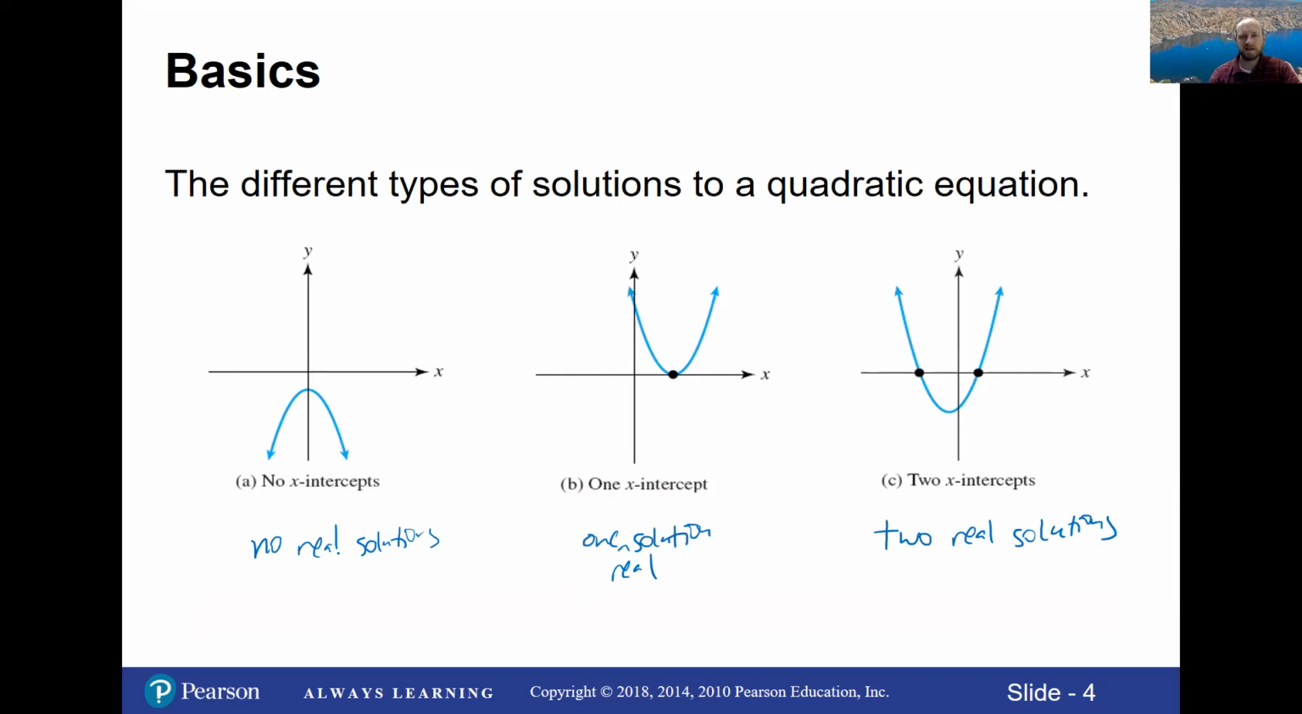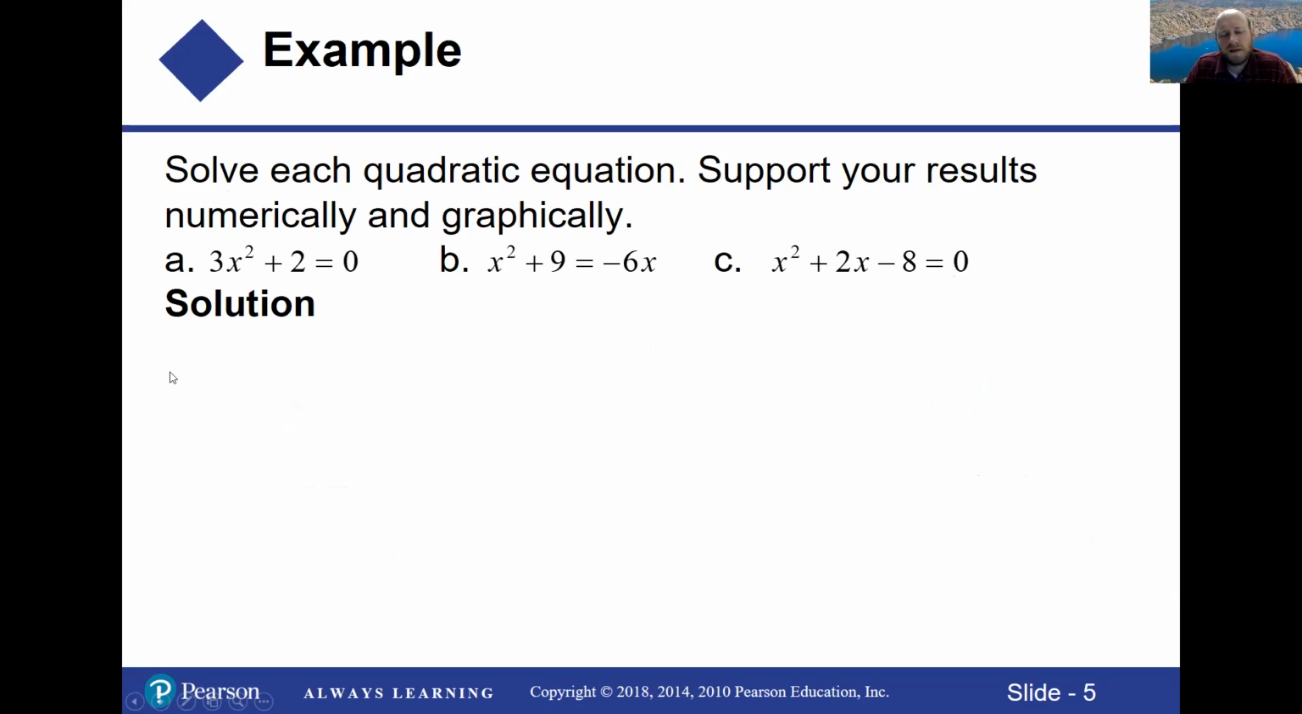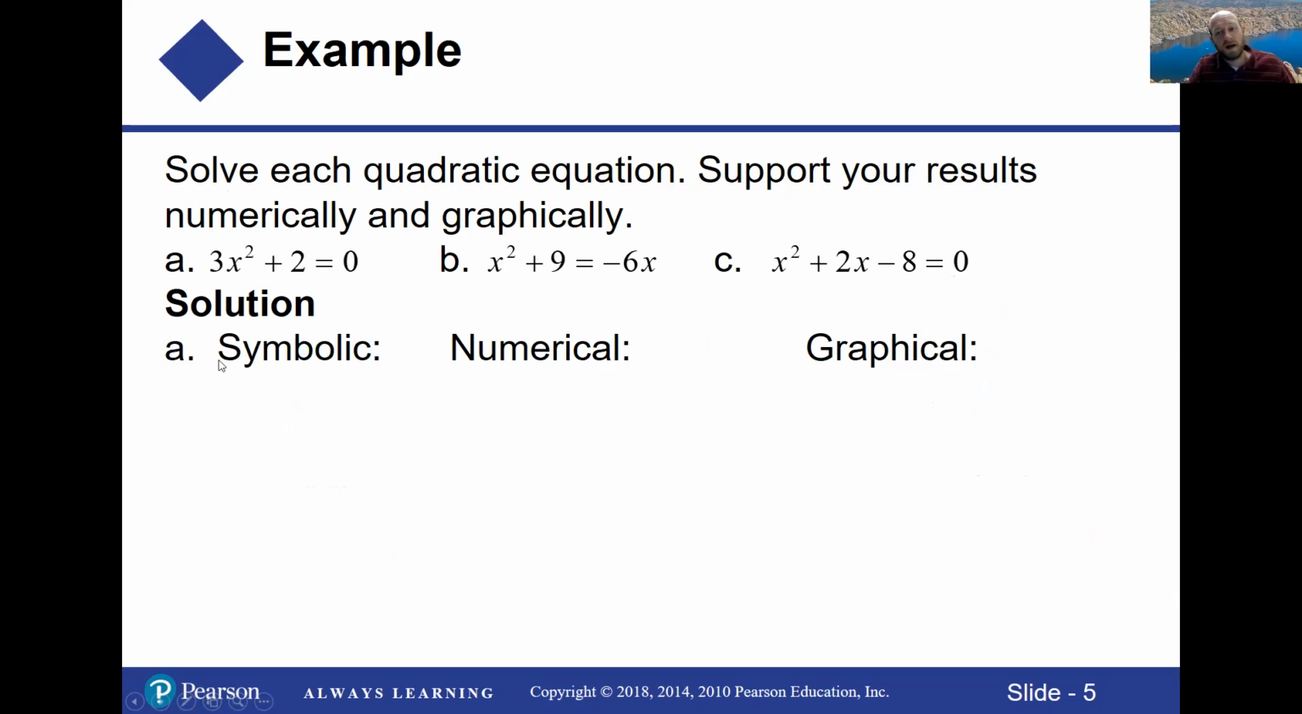We have talked about the concept of complex numbers and all that, but we won't talk about imaginary solutions for quadratics. They're basically going to have no solutions, one real solution, or two real solutions. So let's go through some examples of quadratics. We're going to solve each quadratic symbolically, numerically, and then graphically, so you can see what solutions would look like, or if it has any solutions.